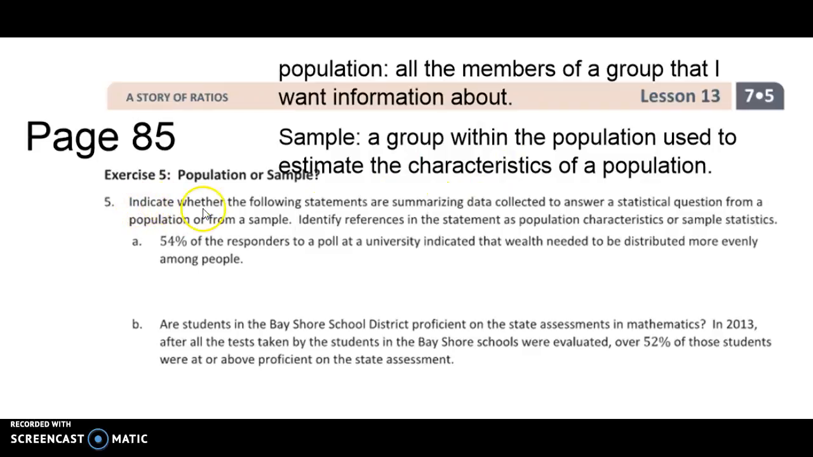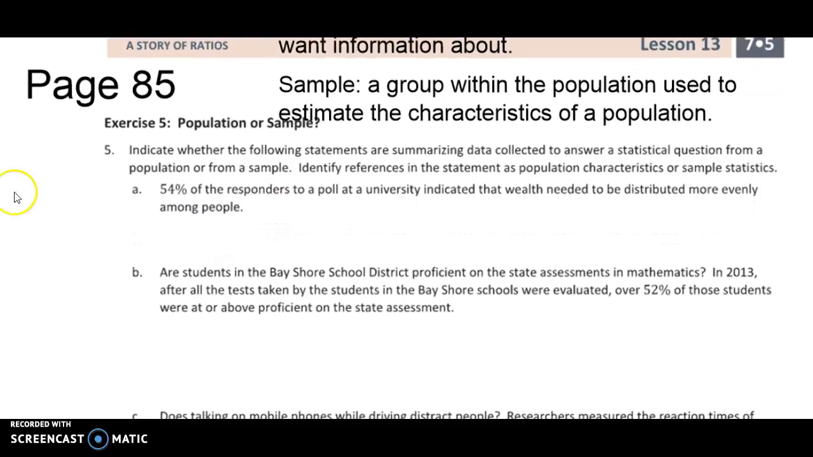So question 5 says, indicate whether the following statements are summarizing data collected to answer a statistical question from a population or from a sample. So it's your job to identify, is it a population group or is it a sample group? So I'll do two of them with you here together because it is the first time you're dealing with this. But letter A, 54% of the responders to a poll at a university indicated that wealth needed to be distributed more evenly among people. Okay, so it's not the result that I care about, not the 54%. What I want to know is, what's the population, and did they ask the population or did they only ask a sample?